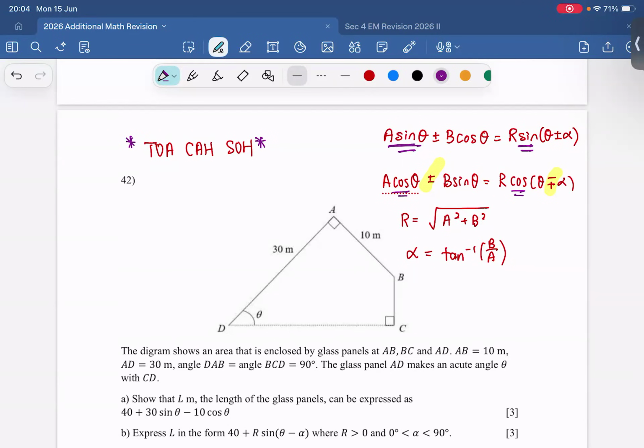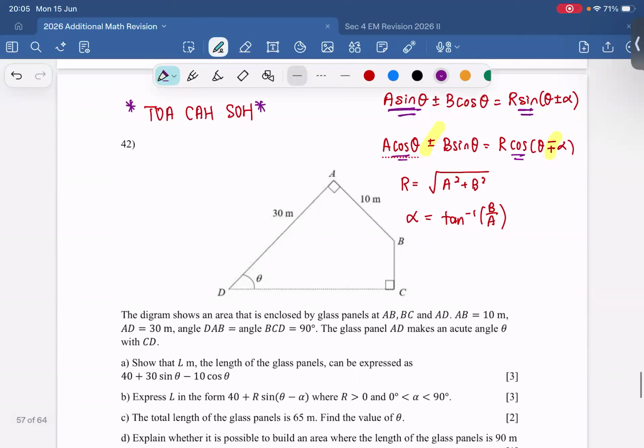Okay, so let's take a look at the questions. The diagram shows an area enclosed by a glass panel. Show that L, the length of the glass panel, is AD. So basically, in this question, we want to find the parameter L. Is it AB, BC, and CA? Nope. So we only want to find these three lengths. Here, here, and here.